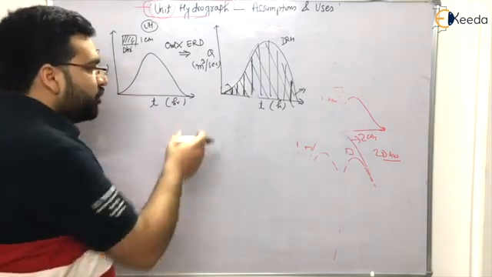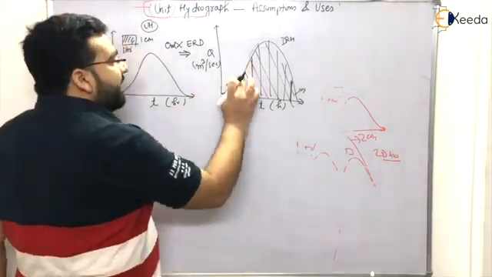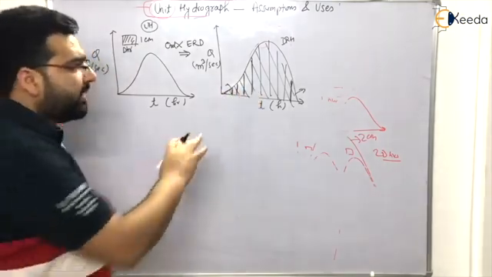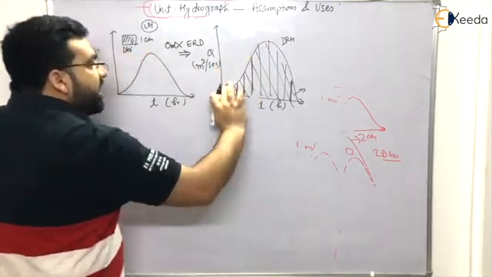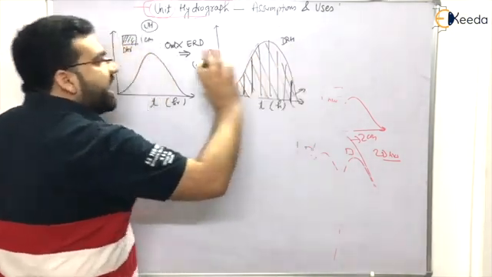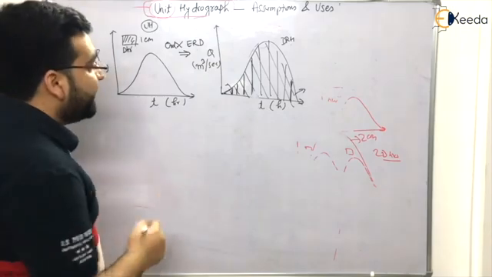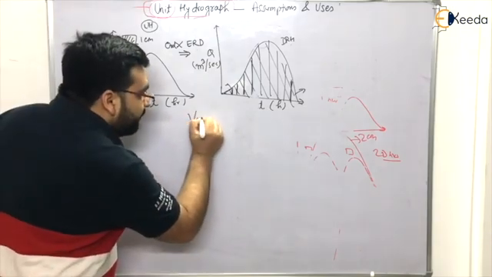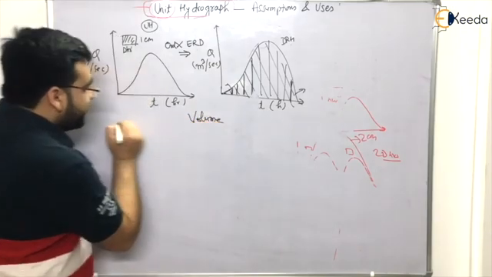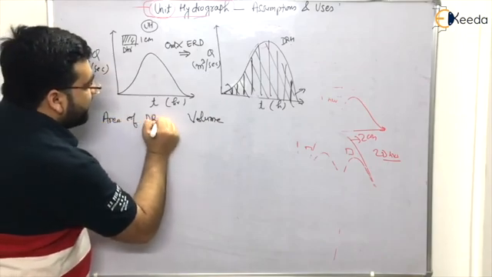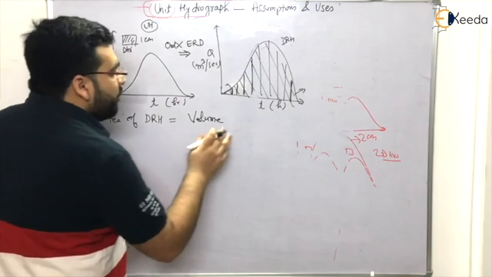So, what is the area of a trapezoid? Half into the sum of the parallel sides into the height. So you will be getting the area. Now, if you calculate the area of this direct runoff hydrograph, what will you be getting? My dear students, you will be getting volume. This is very important. The area of the direct runoff hydrograph gives you runoff volume.